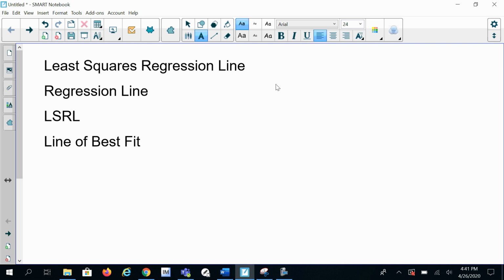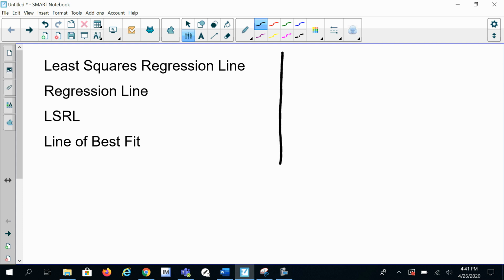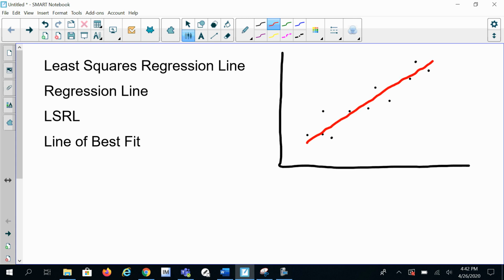And the idea behind this is if you do have something that appears to be linear, then you should, in theory, be able to come up with a line that represents that model. So let's say we had some sort of data that looked like this. It appears to be linear. You see a strong positive linear relationship. And the idea is we should be able to come up with a line that models that data.